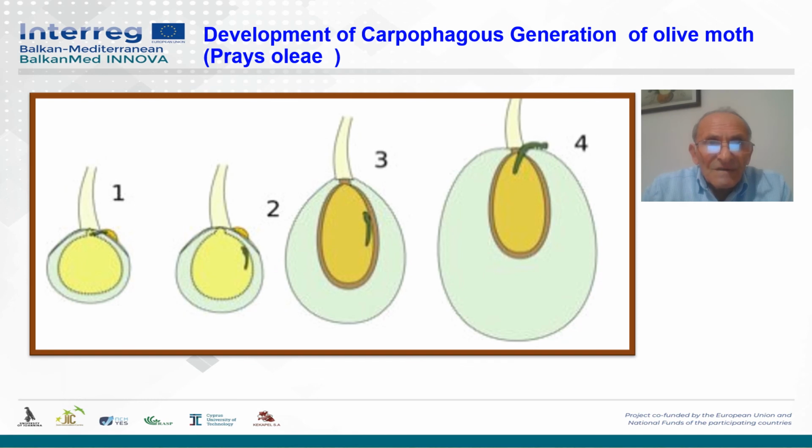Here we see the development of the Carpophagous generation of olive moths in the fruits. We see the different stages, and in the fourth, the larva comes out from the seed of the fruit.